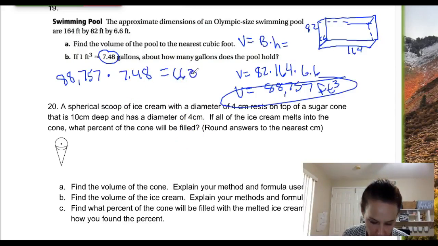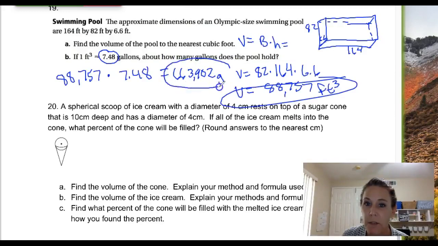And we're going to round to the nearest gallon. So let's just go, it's 0.36, so we'll just end it there. And we'll say gallons. All right, 663,902 gallons. That's a lot of water to fill up that pool. All right, and just round that to 663,902 gallons. So that would be part B.